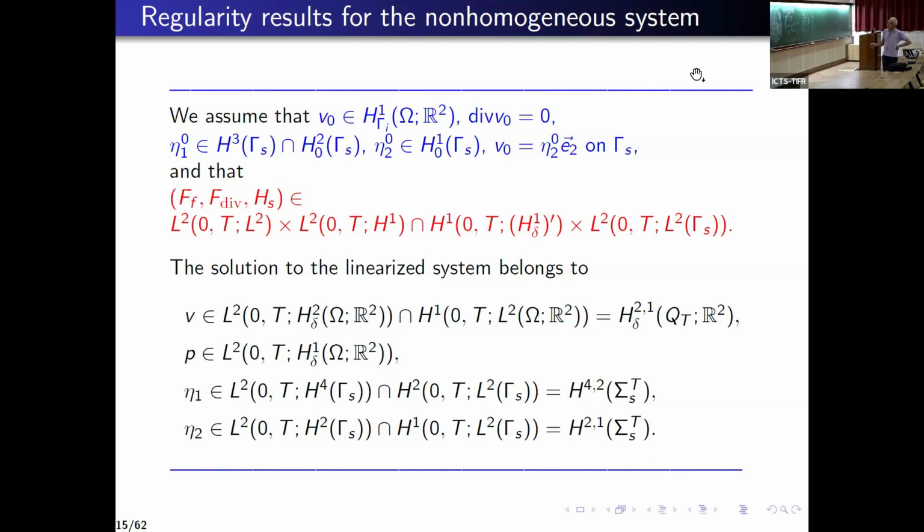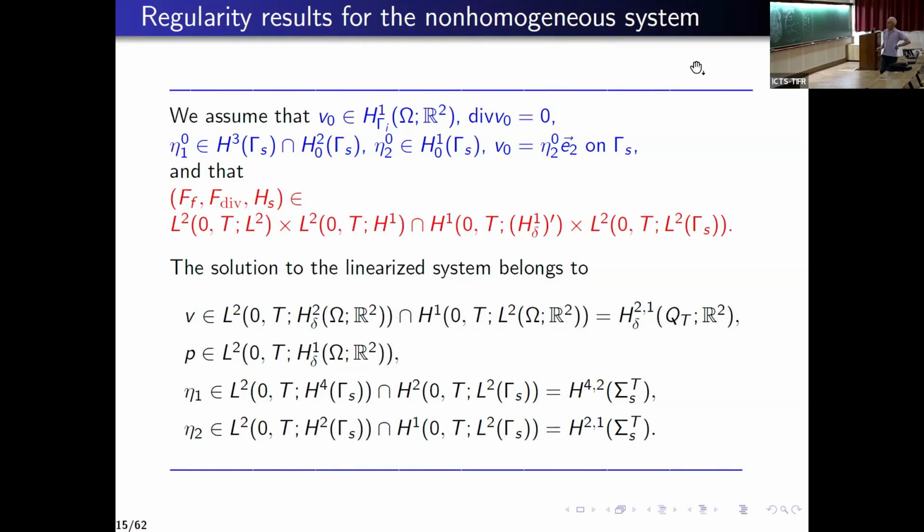The source term in the divergence must be in L2 H1 omega, intersected with H1 in time, and the dual of some Sobolev space with a weight delta that I'm going to present now. And for the source term in the elastic equation, I take L2 in time, L2 in space, but now the space is only gamma S. So this is the space for the right-hand side, and the space for the solution is this one.